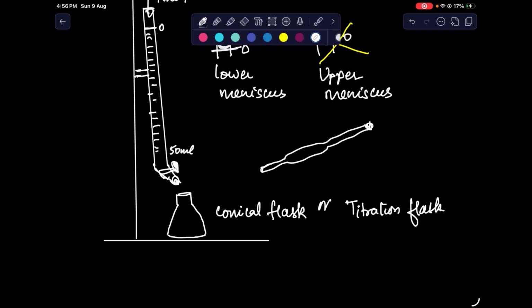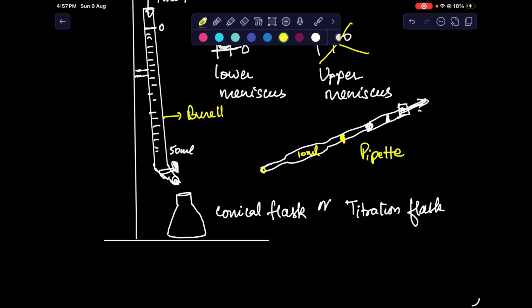Here the suction pump is there, so we can adjust. Here there will be a calibration point. Generally the pipettes which are available in the lab are of 10 ml. However, it may be 20 ml also. You need to check, right? So you will fill the oxalic acid till here. So you get 10 ml oxalic acid in the pipette. This is called pipette, and this is called burette.